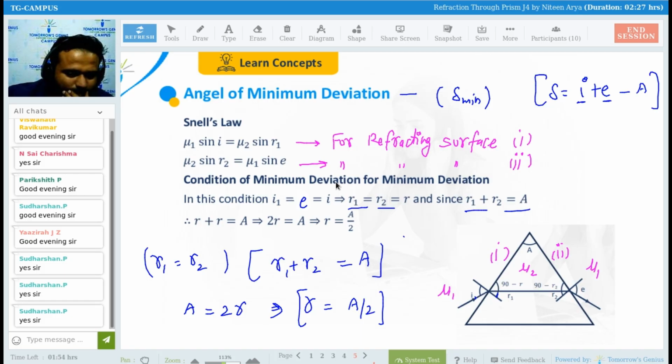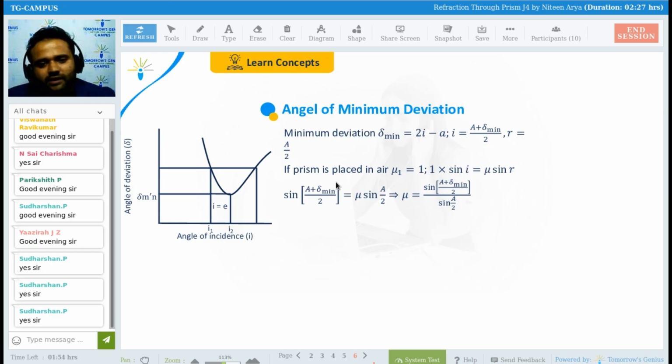Is this clear now everyone? Clear? Okay. So till now we are talking about this. Now on the next page, the angle of minimum deviation is going to be, then I can put A equals to A by 2. I can do that.